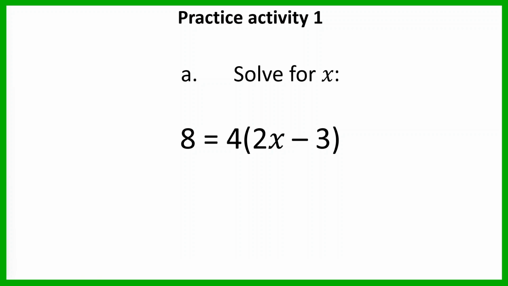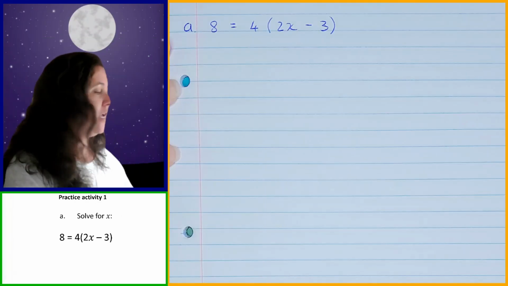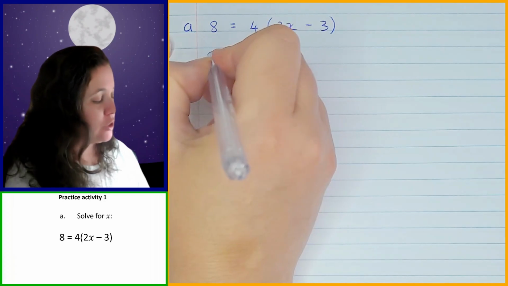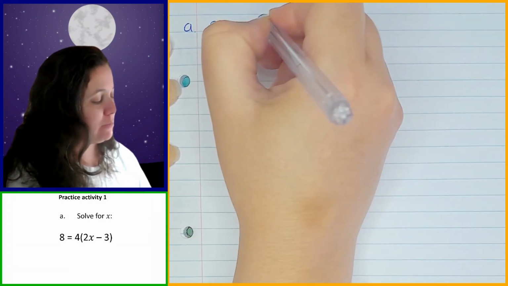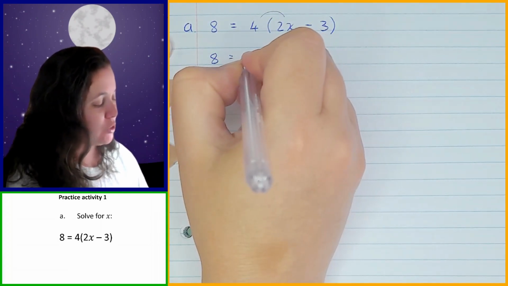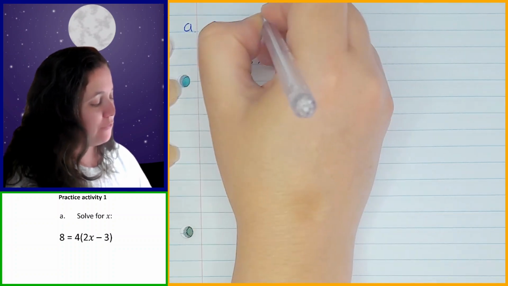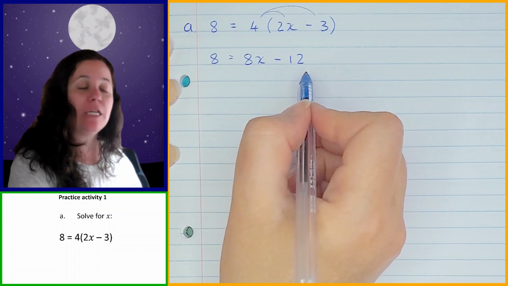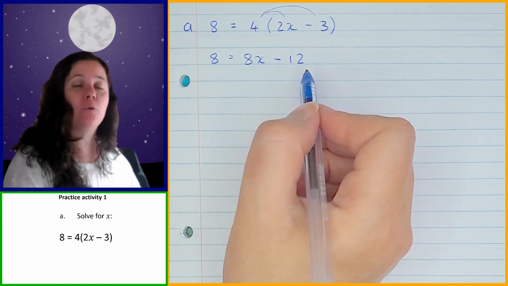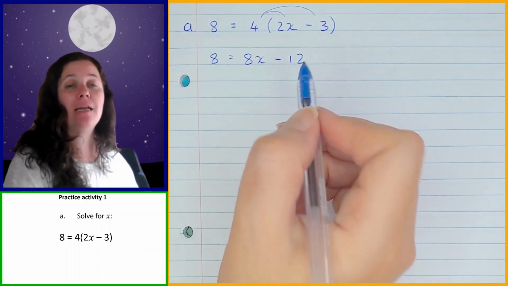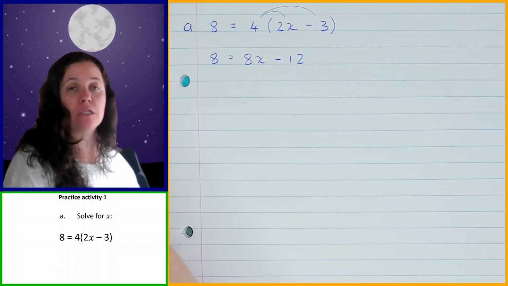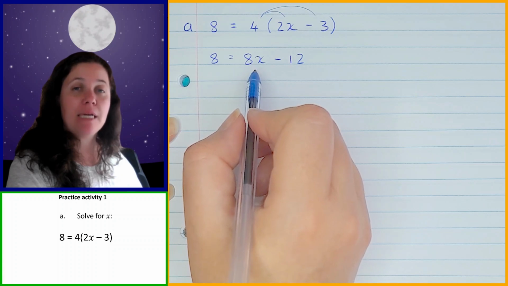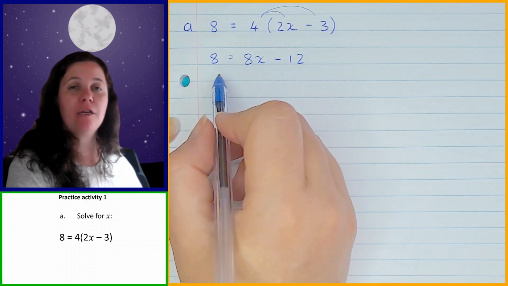Okay, let's go through that question. So the first thing I need to do is multiply out these brackets to get rid of them. So I'm going to have 8 equals, and then I multiply the 4 in here, and that gives me 4 times 2x is 8x, and then 4 times negative 3 is minus 12. Okay, so once I've done that, I need to get all my x's on one side and all the constants on the other side. Now, like I said, you can work with the x's on the right and the constants on the left. I prefer to do it the other way around. So I'm going to remove the 8x from the right by subtracting it, which means I must do the same thing on the left as well.